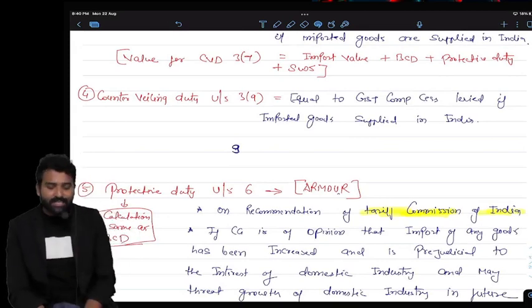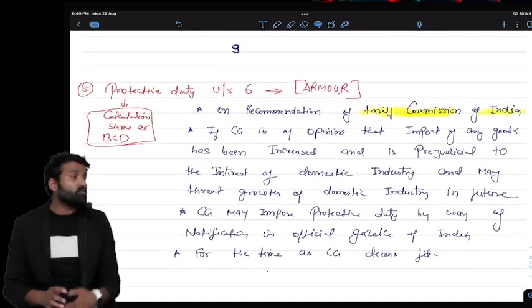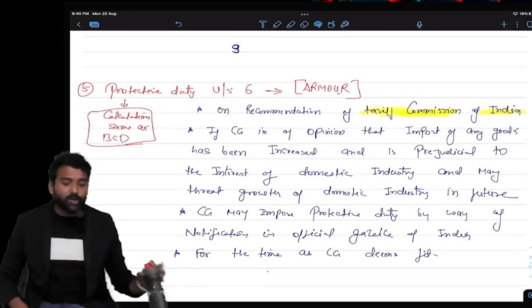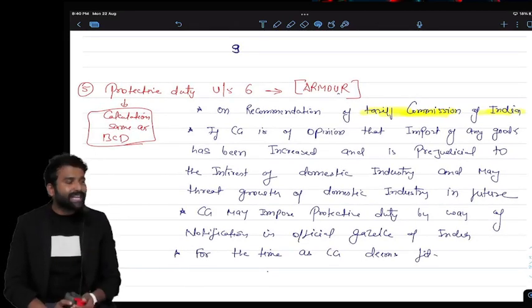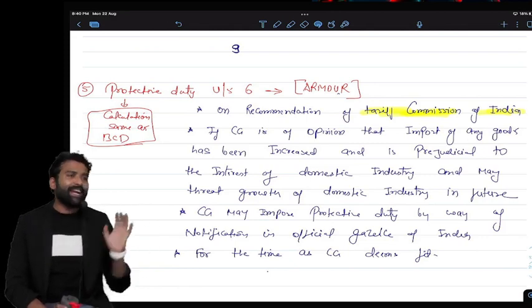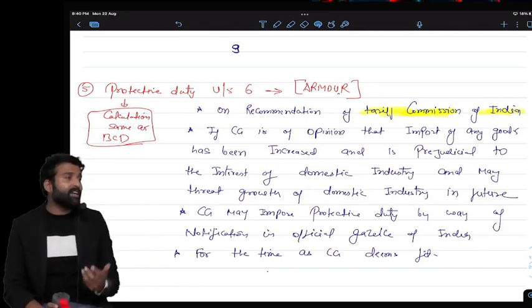I have discussed that. Now I have to discuss what is the meaning of protective duty, because it is levied under section 6 of the Customs Tariff Act 1975. So what is the meaning of protective duty?